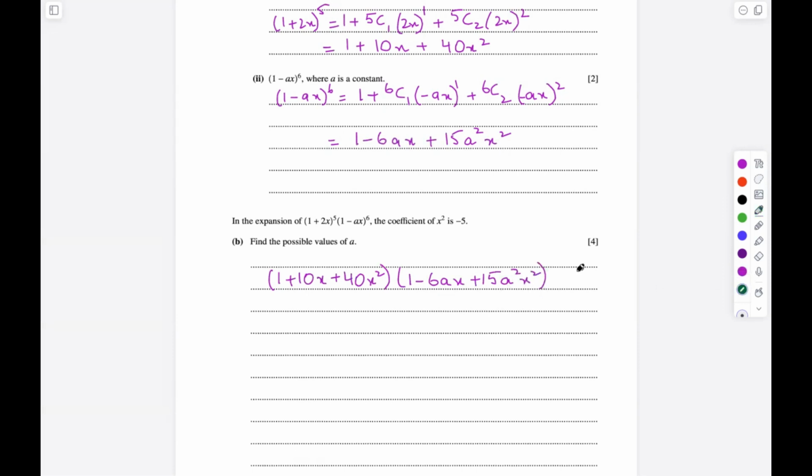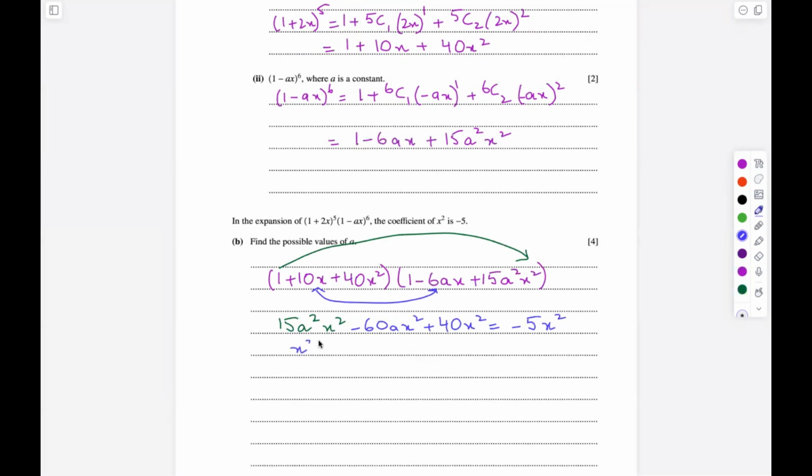Now to get the terms in x squared, we'll have to multiply 1 with 15a squared x squared, so that will become 15a squared x squared. So 1 is multiplying by 15a squared x squared. 10x will multiply by 6ax to give us a term in x squared, so that will become minus 60ax squared, and 40x squared will multiply by 1, so that will become a plus 40x squared equals to, and the coefficient, the answer is minus 5, so that will basically be equals to minus 5x squared.